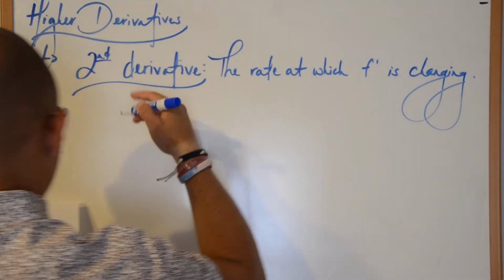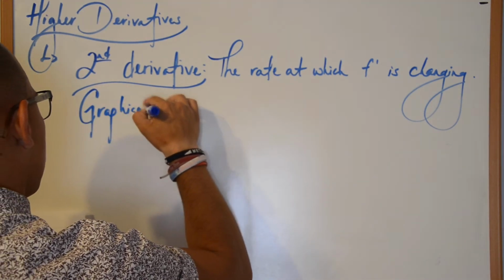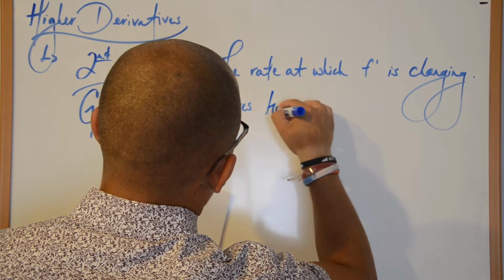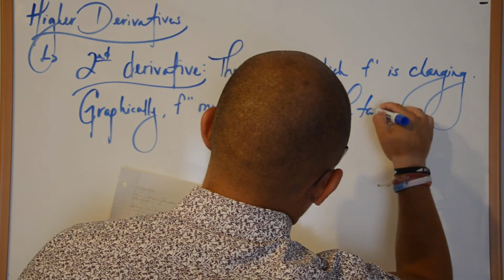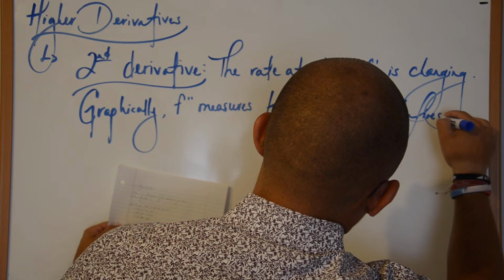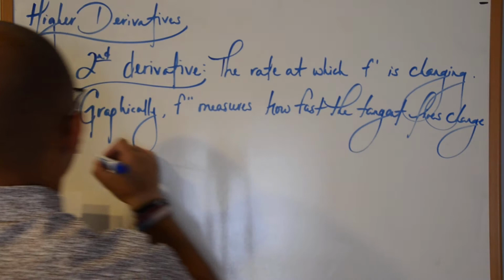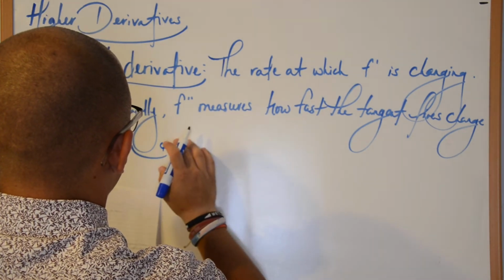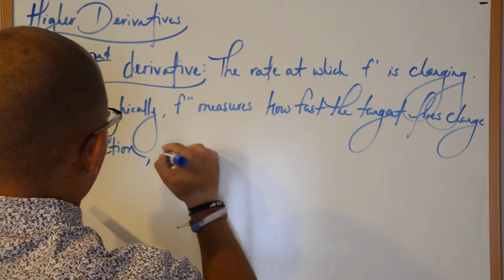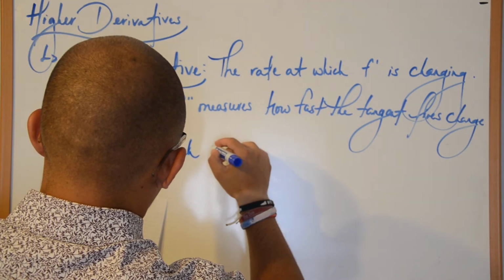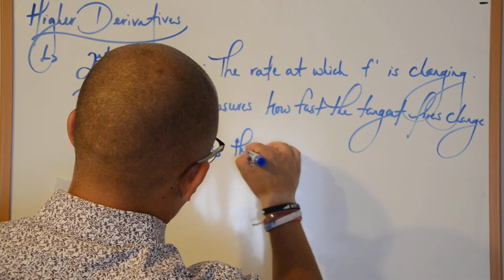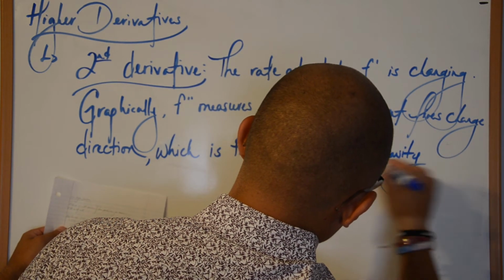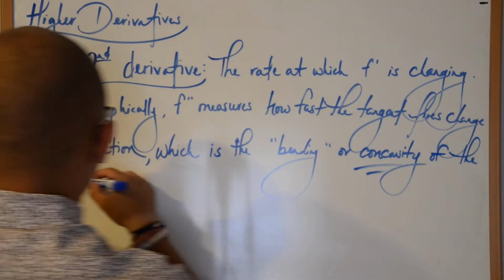is changing. So graphically speaking, f double prime measures how fast the tangent lines change direction, and which is the bending or concavity of the graph.